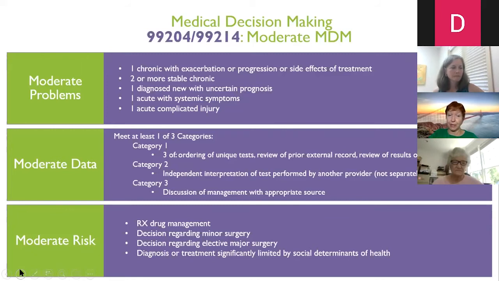Diagnosis or treatment significantly limited by social determinants of health. I include insurance with this. So if you've got somebody who's got insurance and the only psychiatrists around you accept cash, that's a social determinant of health problem. If you work in a federally qualified health center and you don't have access, or kids with Medicaid and you don't have access to psychiatry, or the wait list is 9 months long, that's a social determinant of health factor. So these all play into that moderate MDM decision making.